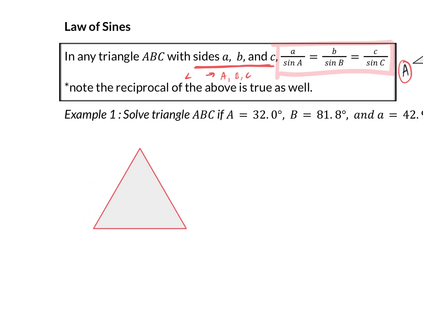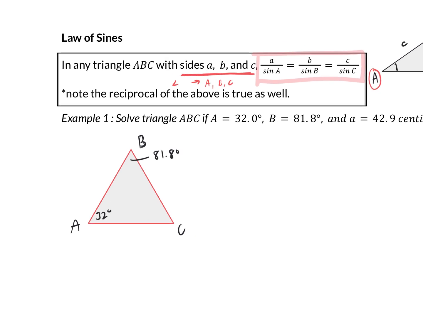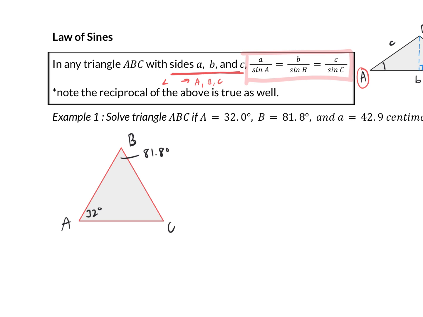And I'm going to label these side lengths A, B, C. Okay, this is obviously not an equilateral triangle, so this is not drawn to scale, FYI. But I can just label the information in here that I know. Angle A is 32 degrees. Angle B is 81.8 degrees. And then side length A is 42.9, so that's going to be right across from angle A. So 42.9 centimeters goes right there.